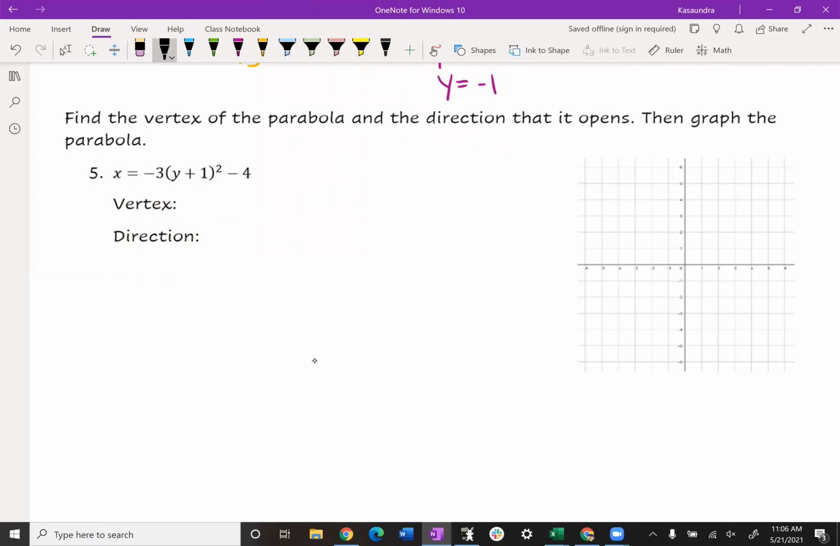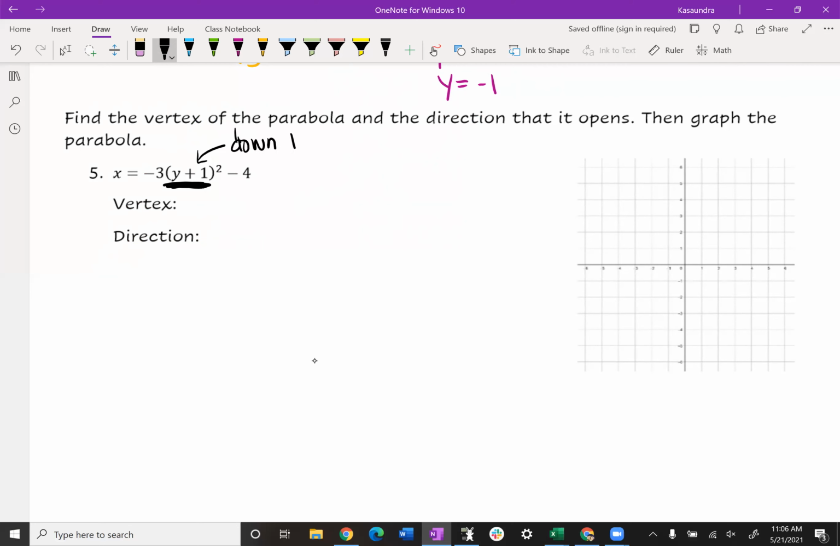And the vertex, if it was just x equals y squared, that parent function would have a vertex at 0, 0. Let's see if we did any shifting in any direction. So any addition or subtraction does the shifting, the translating. So that +1 is next to the y. So it's going to go vertically like y's do. And usually the stuff in the parentheses does the exact opposite. So usually +1, positive y's usually go up. But we're going to do the exact opposite. We are going to go down by 1.